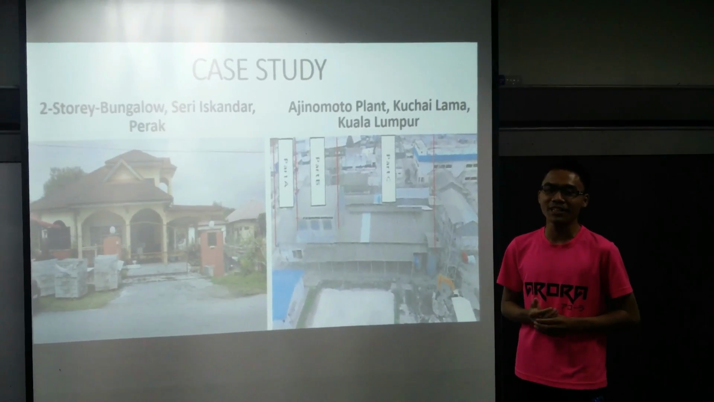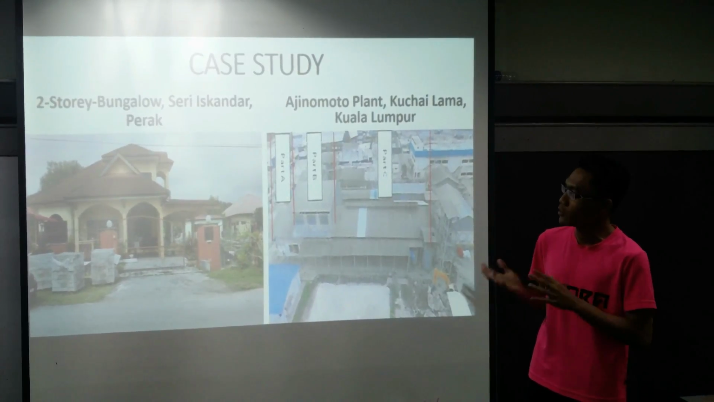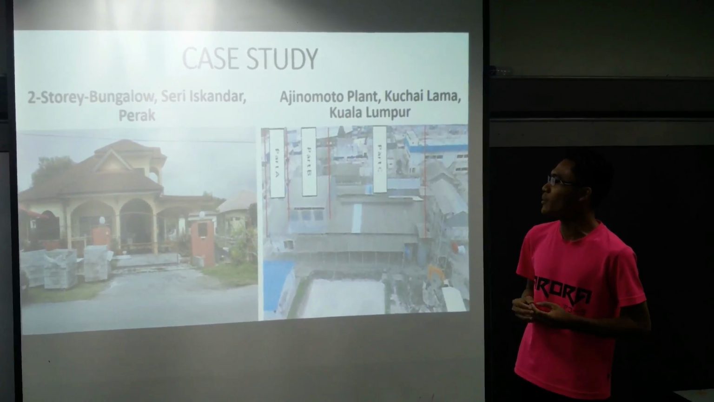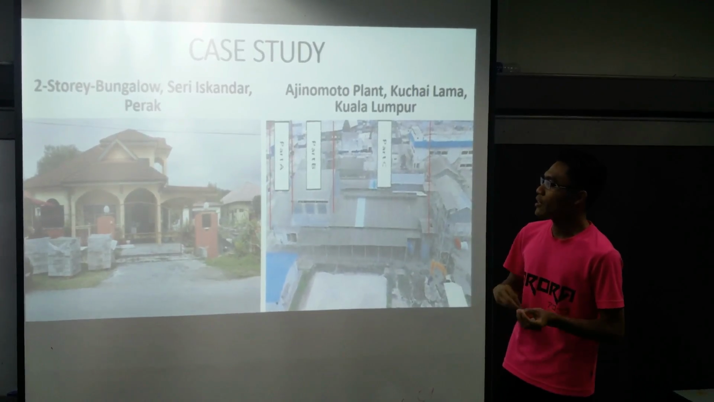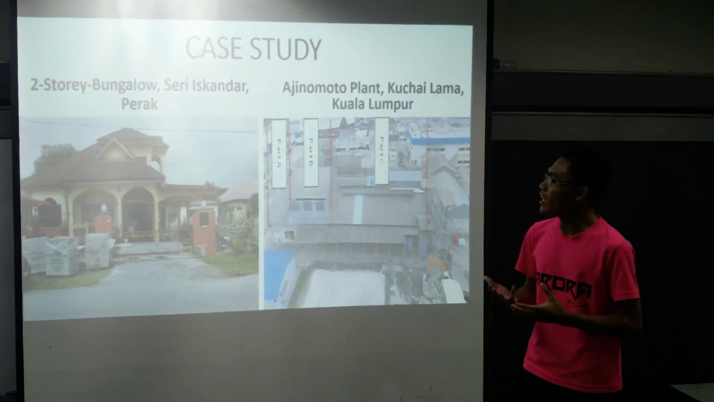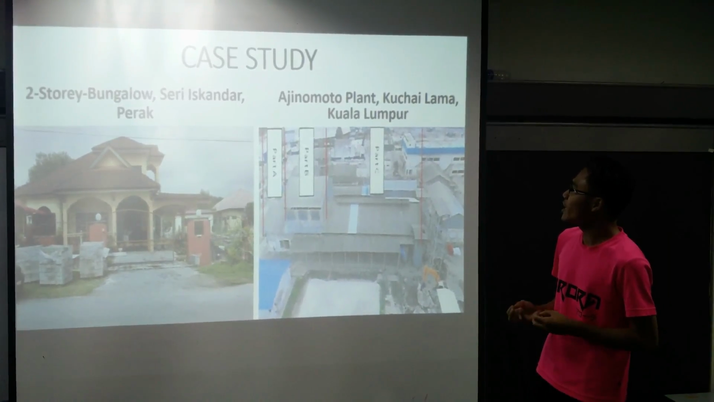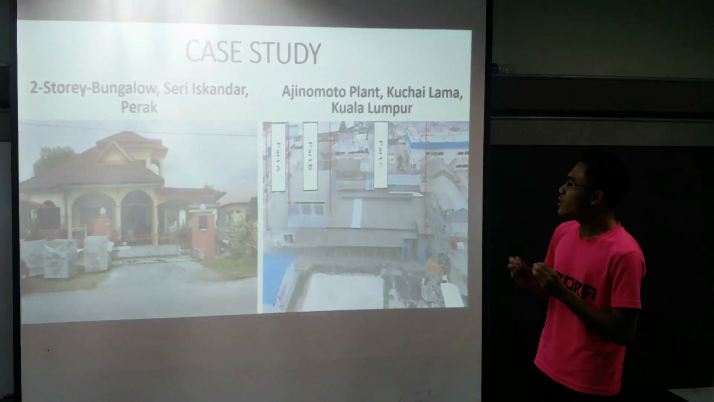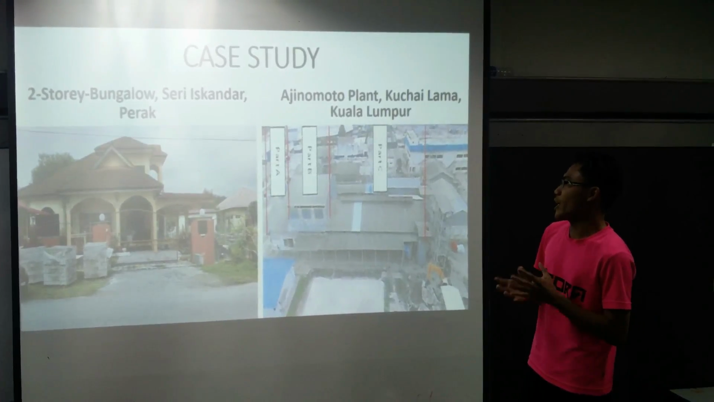My name is Aidil and we will be presenting a little bit about the case study for both projects. The first project is a double-story bungalow located in Sri Skandapura. It is demolished to extend the part of the house. And the second is the Ajinomoto plant located in Jalan Kuchai Lama, Kuala Lumpur. It is demolished in order to build an MRT project.